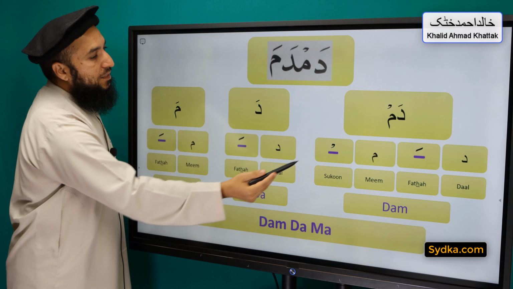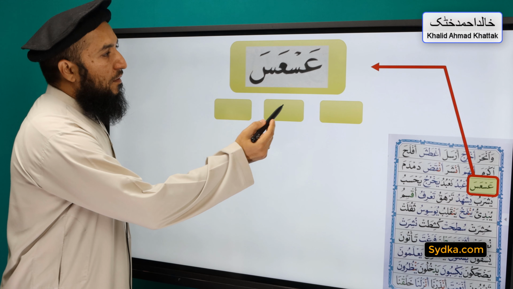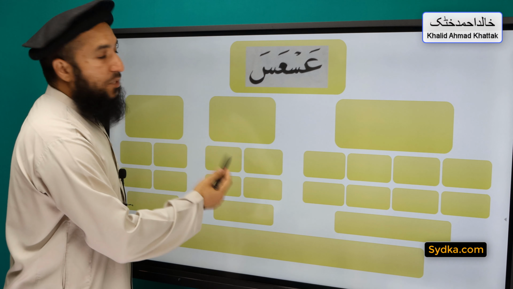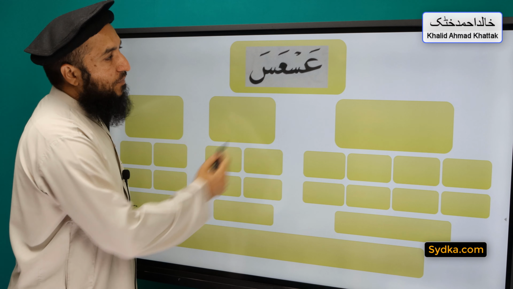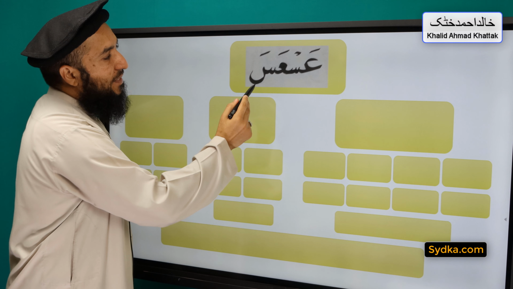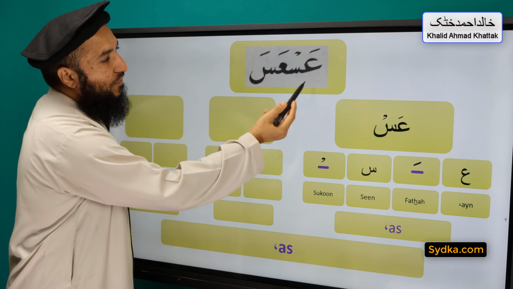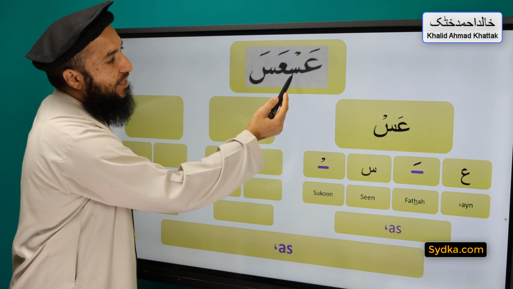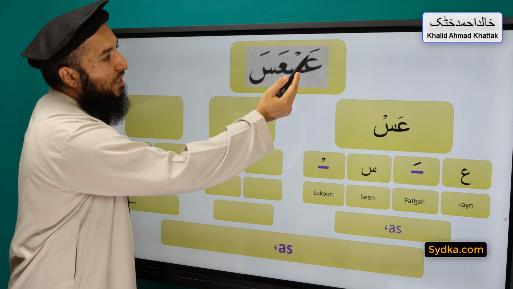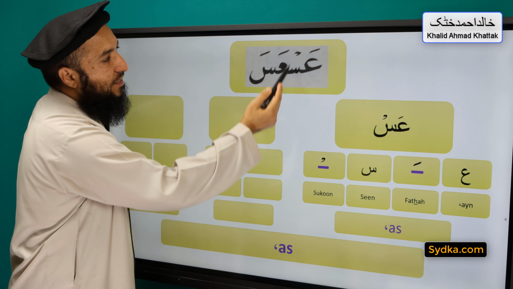Damdama. The next word we have is as'asa, and it can be divided into 3 syllables. The first one is as, the second one is a, the third one is sa. So the first syllable we have is ayn fatha sin sukoon, as. Ayn is a light letter, it has fatha on top of it, it is followed by sin, and sin has a sukoon.